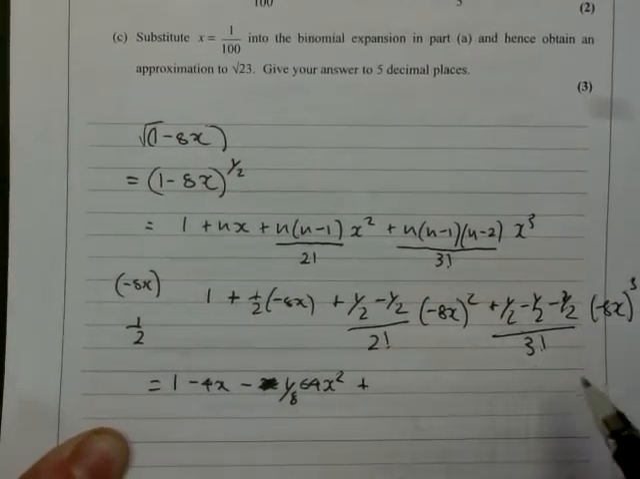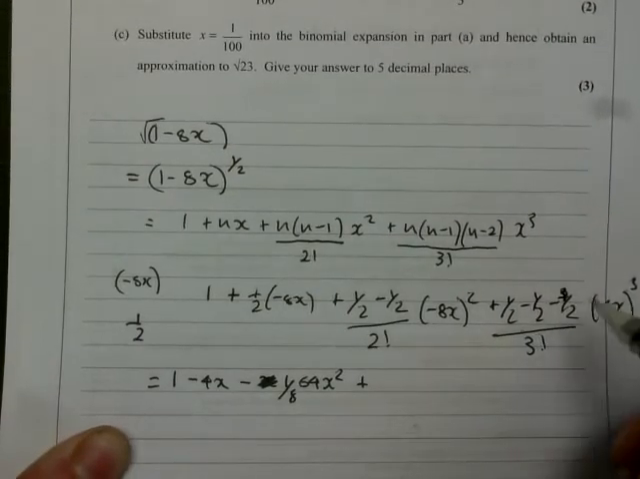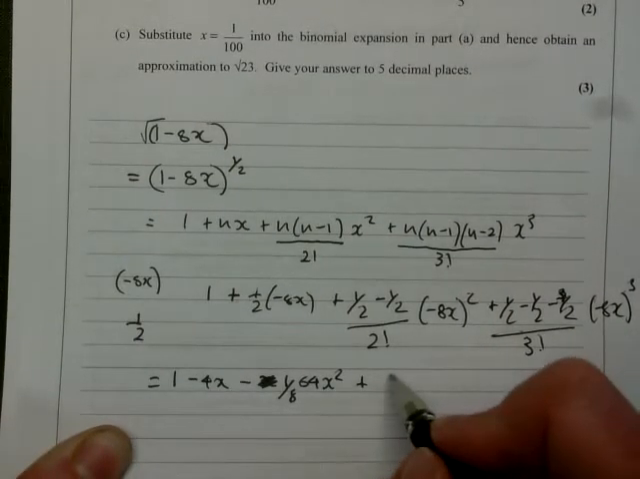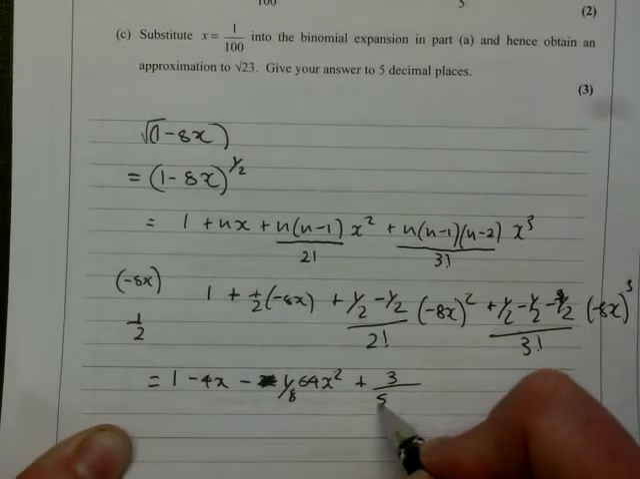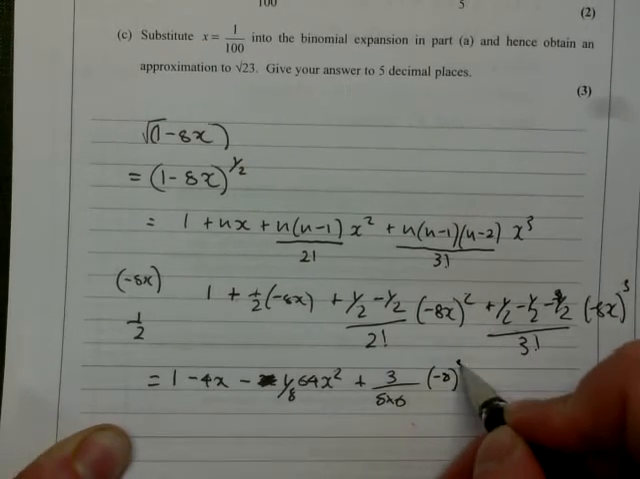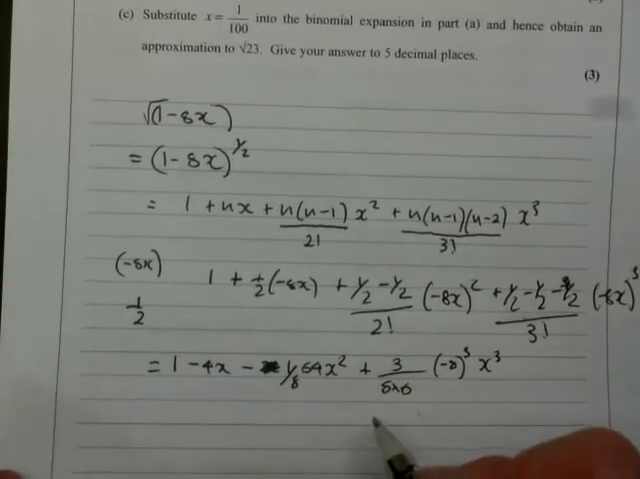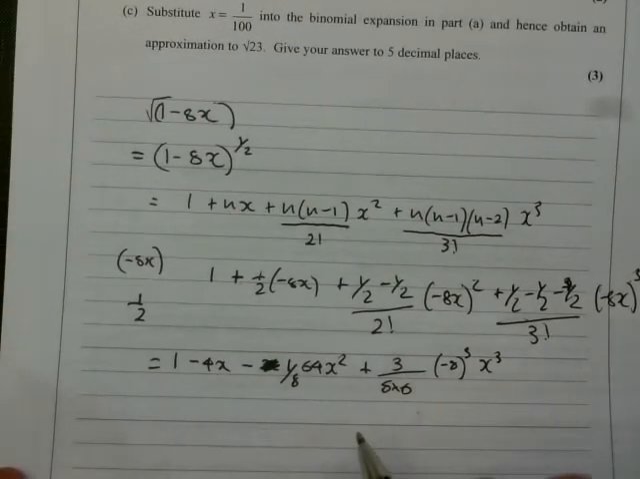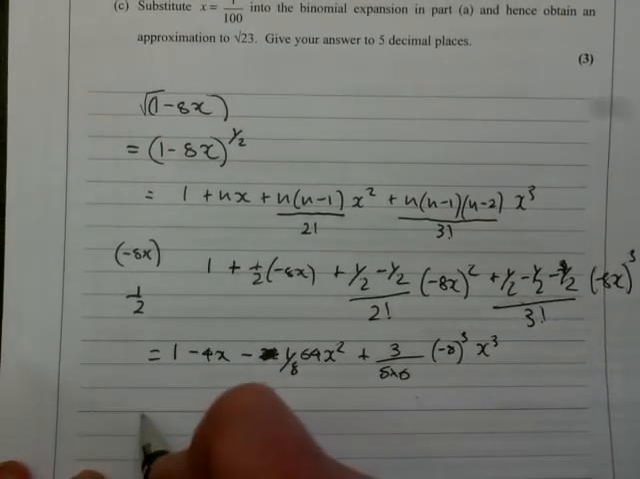So we'll tidy that up on the next line. Then the next bit we're going to do is a half times minus 3 over 2. The two negatives cancel out, that gives me 3 over 8. And that 8 is divided by 3 factorial, that is 6. So it's 3 over 8 times 6. But we've got to multiply by minus 8 cubed, which we'll come to in a minute, and we have x cubed there. Now, this is 4 marks, so you get 4 minutes, and according to my recording, I'm not that far in to the recording. I'm 2 minutes 40 seconds in, so plenty of time.